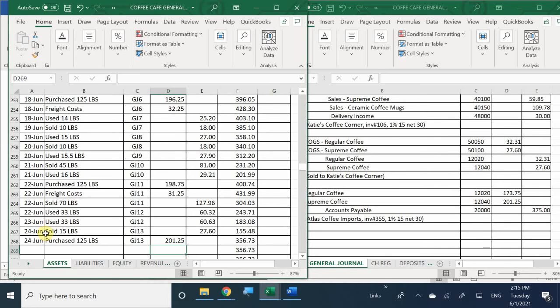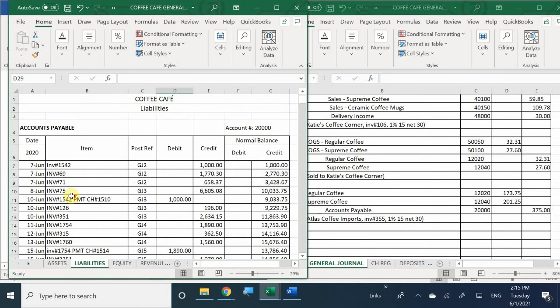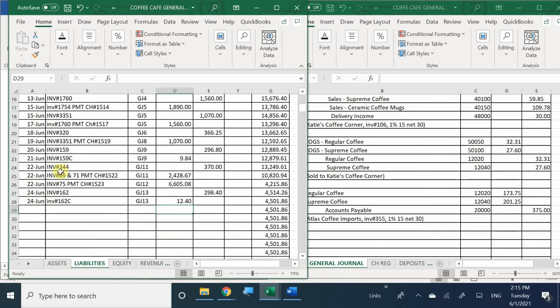And then go to accounts payable. 6/24. Invoice number 355. General Journal 13. Credit 375. Your total would be $486.86. Good.